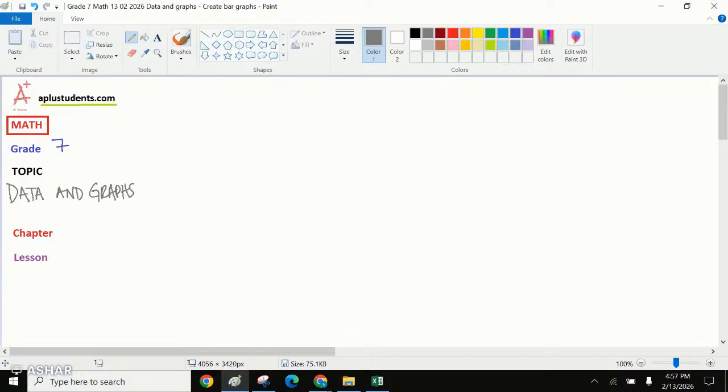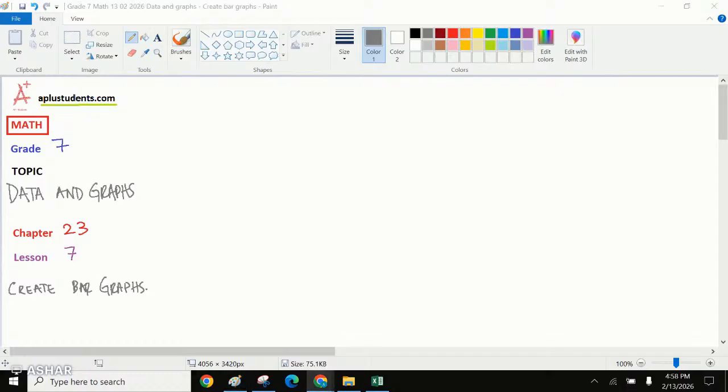I'll give you the chapter number and the lesson number. The chapter number for today is 23 and the lesson number is 7. Chapter number 23, lesson number 7, and the name of the lesson is create bar graphs. So with the given information, we will try to see what kind of bar graphs we can create. Okay, let's go to the topic.